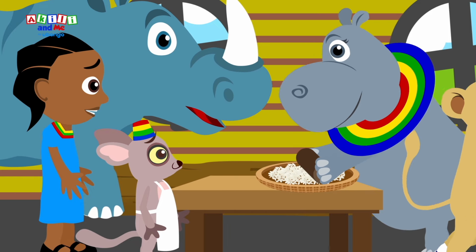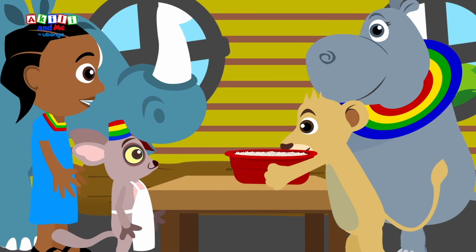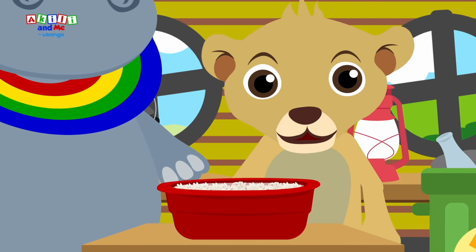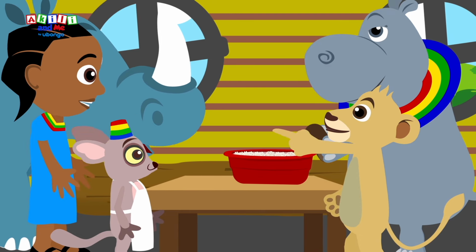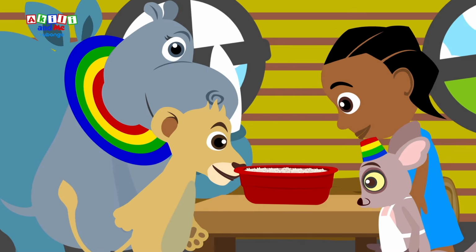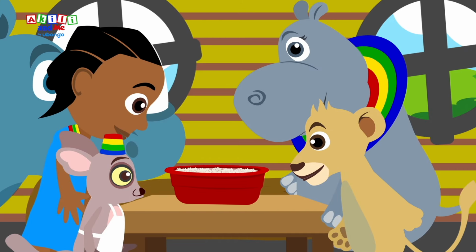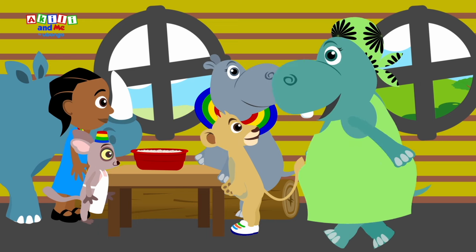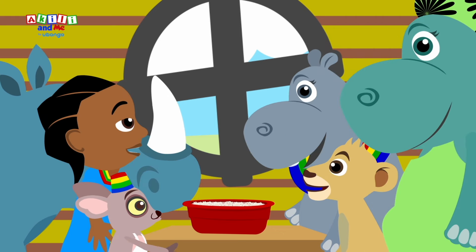I know! Aha! Little Lion thinks he might know how to prepare rice. But what do we do next, Little Lion? Oh, you wait? Okay, we have to wait. And wait, and wait, and wait. Look! Mother Hippo is here! Rice? Yes! Rice!